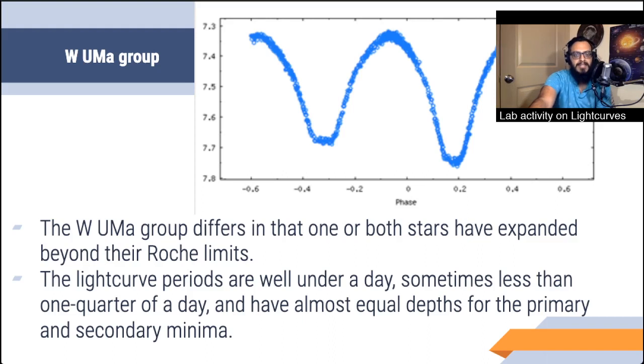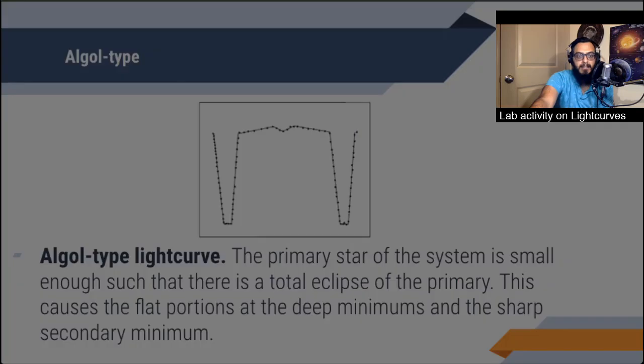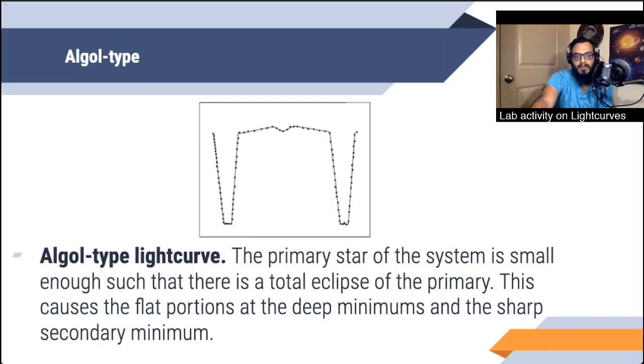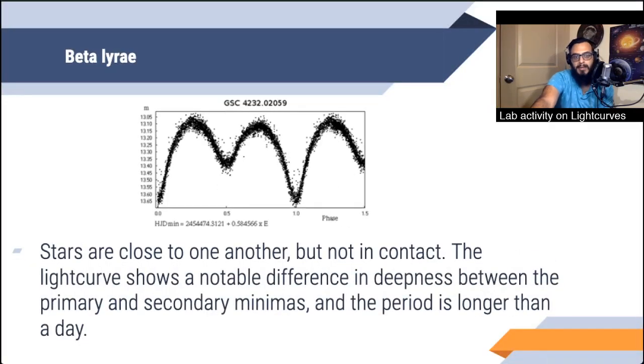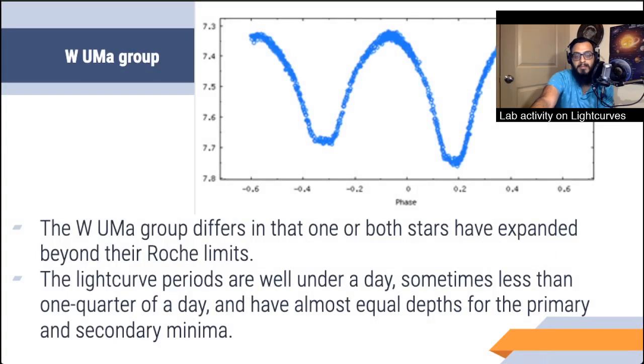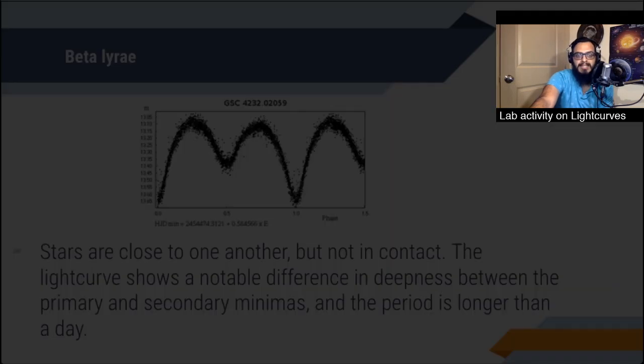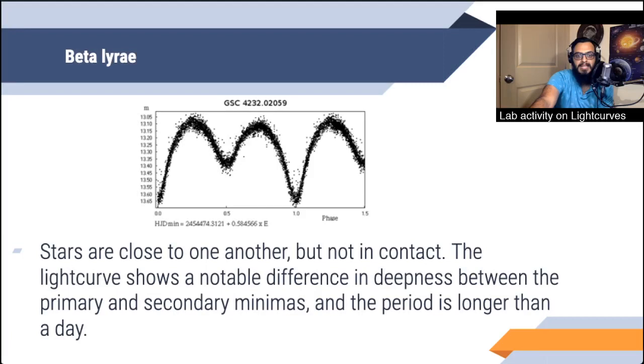So here, there's that example where both the minima are relatively close to each other. So again, the same thing with this. The curve itself is very smooth, you see, compared to the Algol type. But now, if we look at the Beta Lyrae type and compare it with the W Ursa Major group, you'll see here that there is a significant difference in the depth of minima.